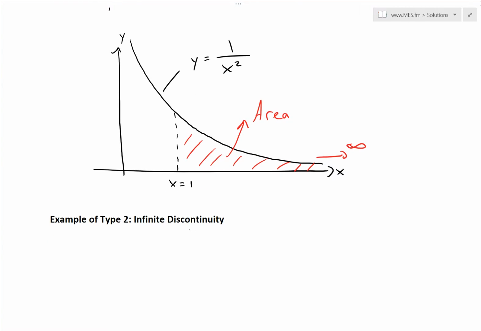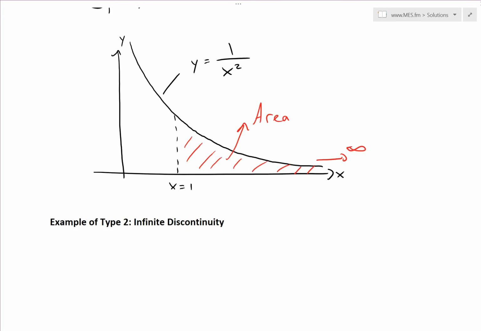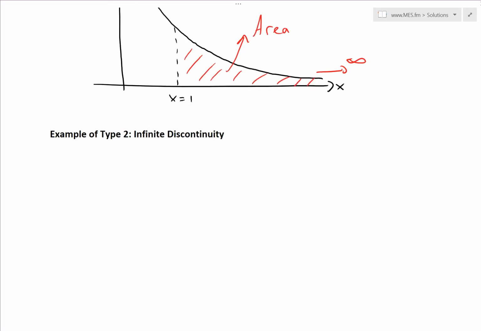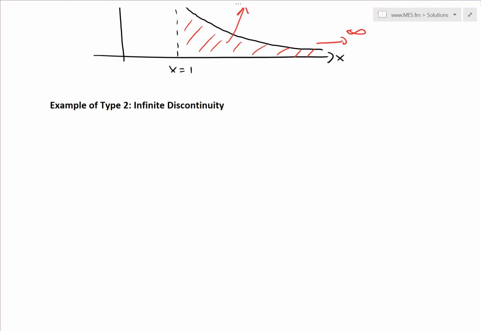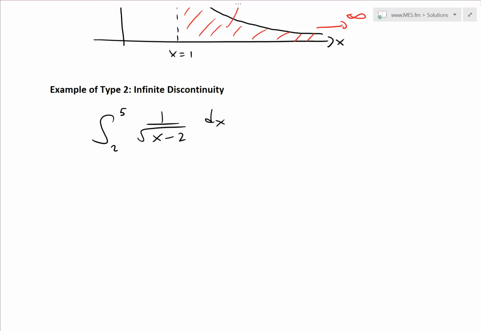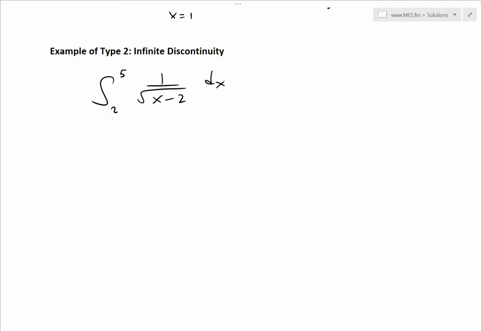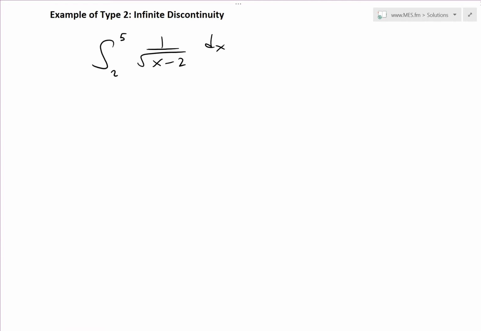Now an example of the second type, which is an infinite discontinuity. You could think about it as the same kind of function, but flipped 90 degrees. An example here is the integral from 2 to 5 of the function 1 over the square root of x minus 2 dx. When you plug in 2, 1 divided by the square root of 2 minus 2, that is the square root of 0, so you're going to have an infinite discontinuity.